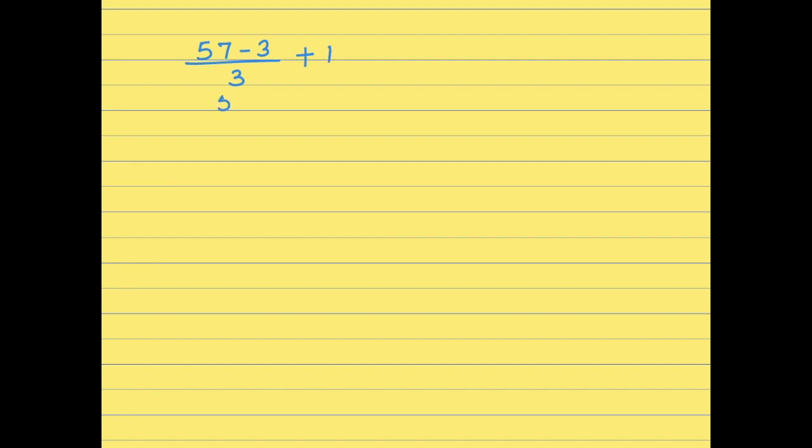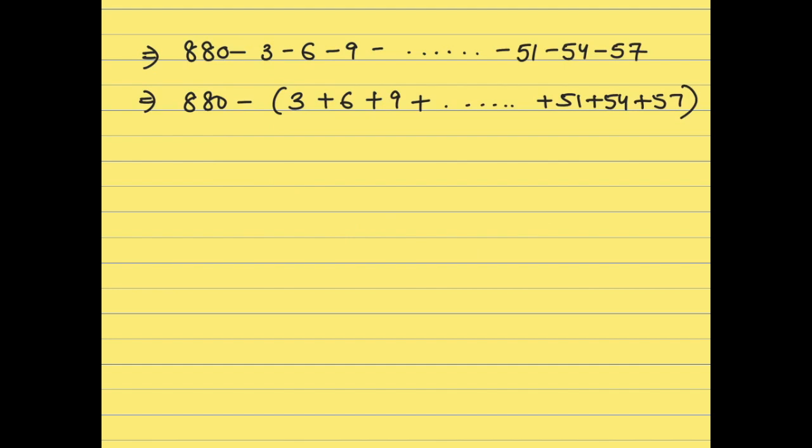So 57 minus 3 is 54 over 3, plus 1. So it will be 18 plus 1. That is 19 numbers in the sequence. Okay. So now we know that in the sequence we have 19 numbers.